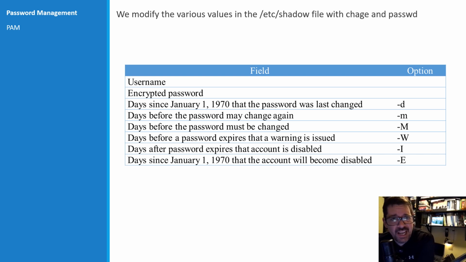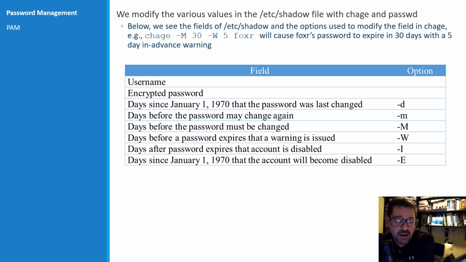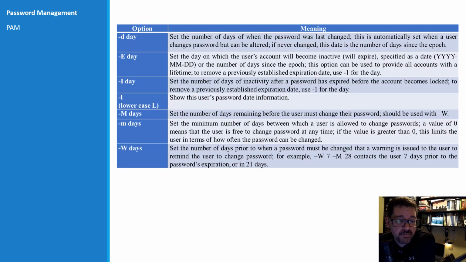It's not generally a good idea to do it directly with something like VI or Emacs, but there is a command that can do this for you. So these are the various switches for the command. It's going to be the change command, CHAGE. You run that command as root. You can pass in the different attributes that you want to change and the value that you want to set, and that'll change the shadow file for you. And these are some additional options for that command.